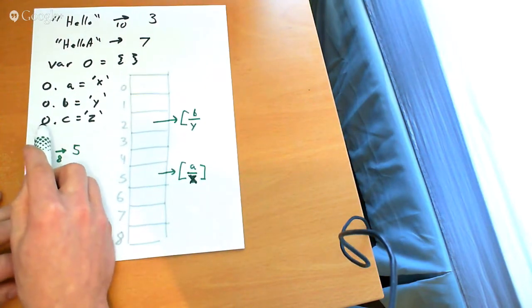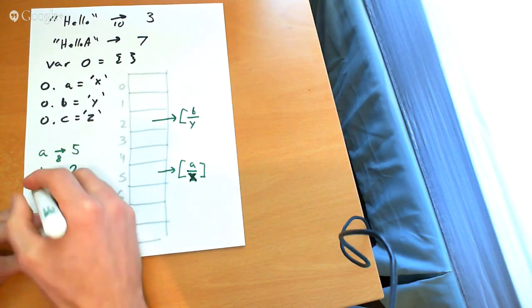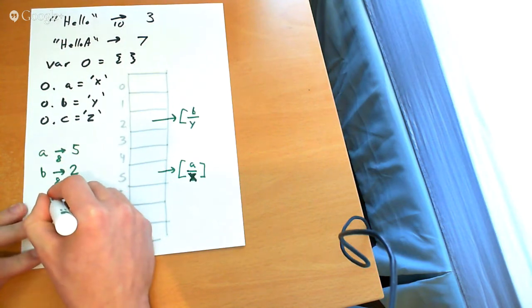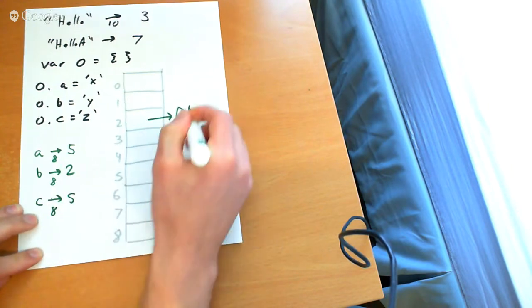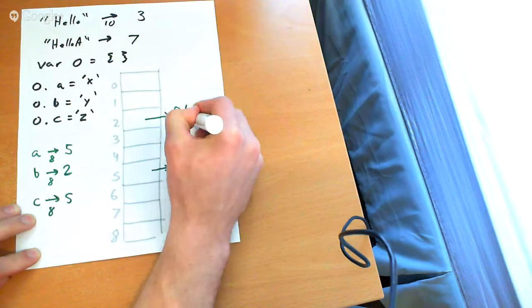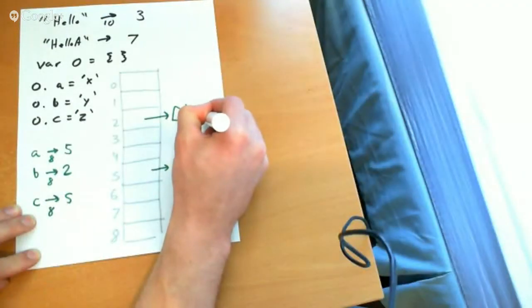Now let's say C is being written, and let's say for some reason C hashes to 5. So it's going to put another item in the array in there, which is going to be C and Z.